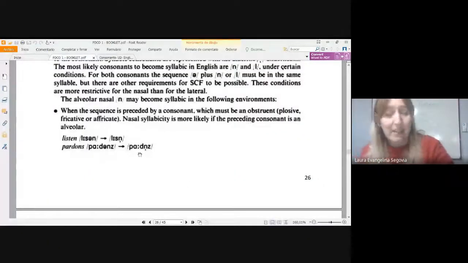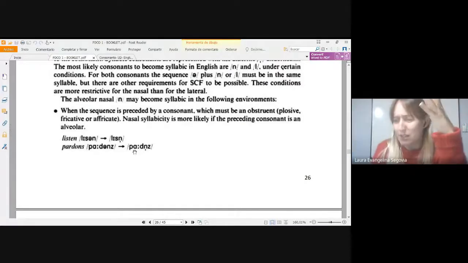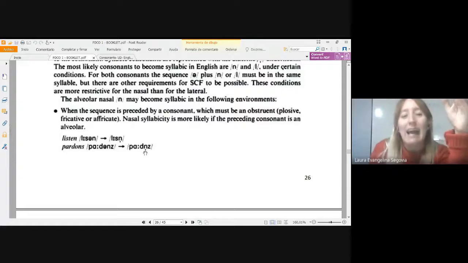But the idea is that in pardons, par is the long one, the ace of swords, and dons is the syllabic consonant. Why? Because you don't have any vowel as a center. And it's a weak syllable.